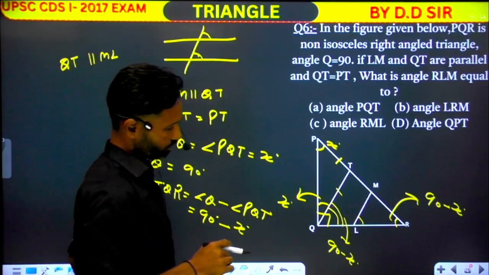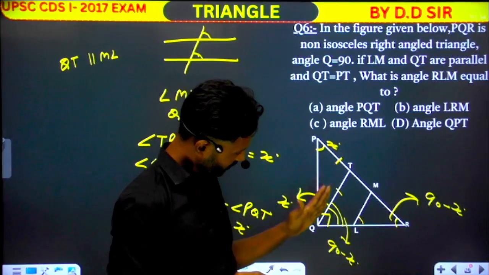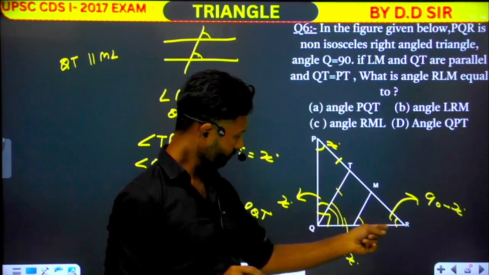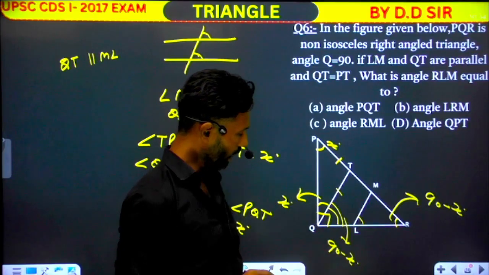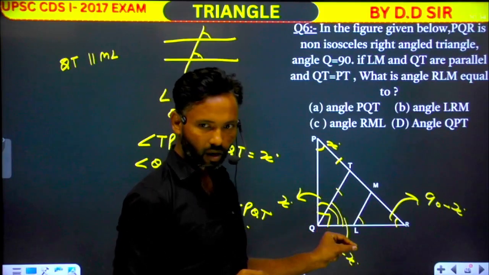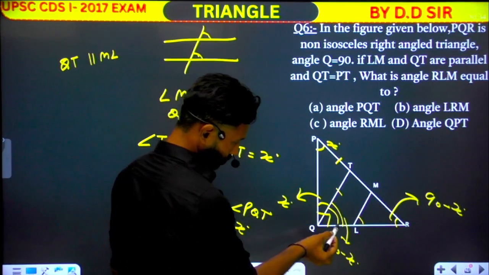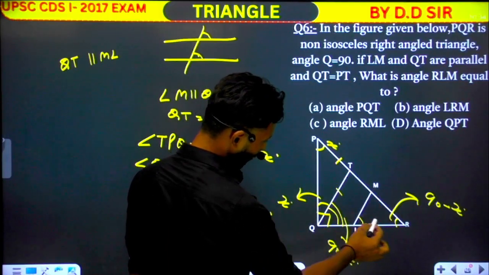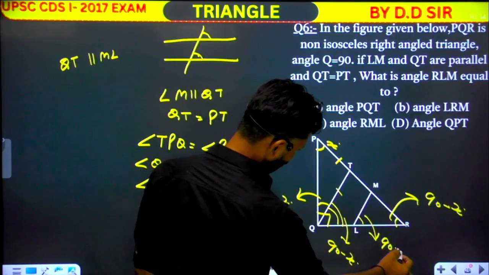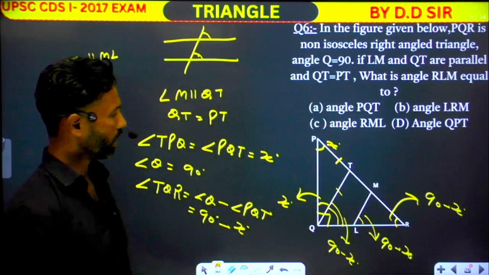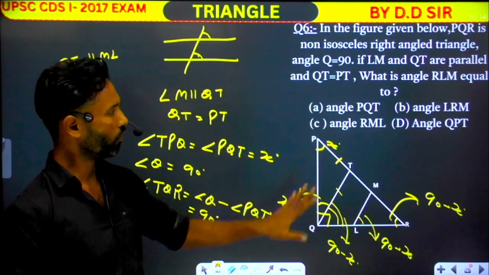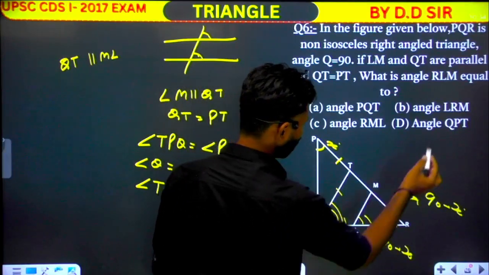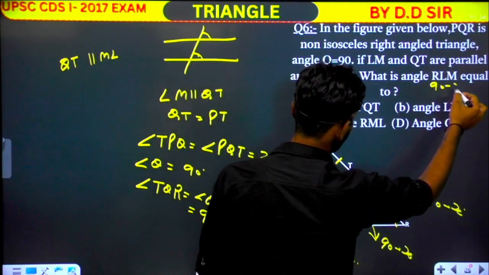And in this diagram, it is provided that this is line QT and this is line LM, both are parallel, and this line QR will be working as a transversal line for these two lines. So this angle TQR will be equal to angle MLR, and it will be equal to 90 minus x. Now we have mentioned the values of all the angles in our diagram. So we have to calculate RLM. The value of RLM is equal to 90 minus x.